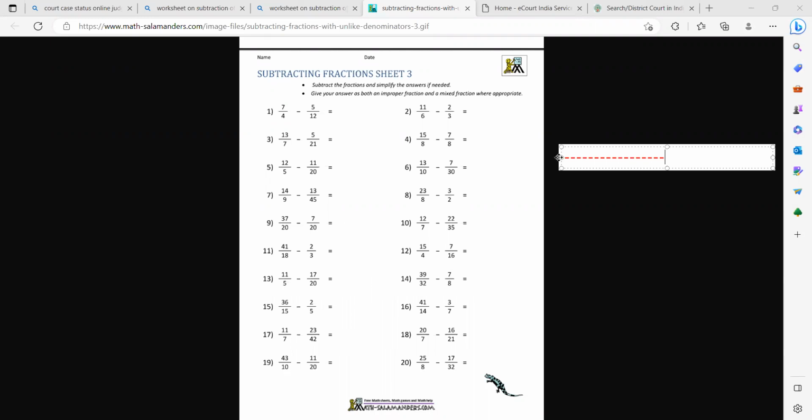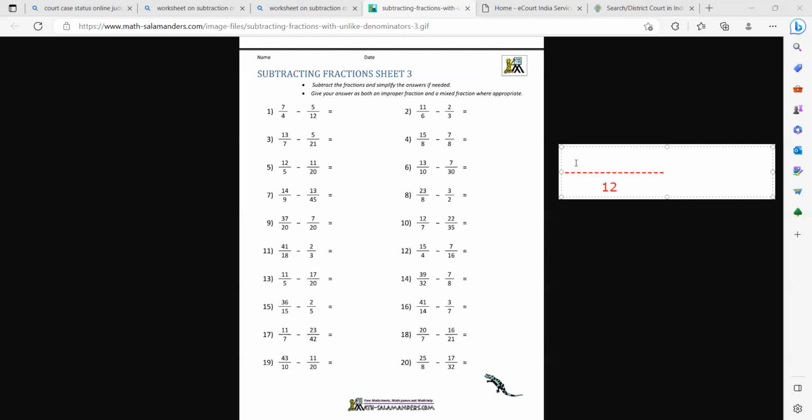What we need to do, first, is find the LCM of the denominators. So the LCM of 4 and 12 is 12. We all know that. And then what we need to do? We need to work with the numerators now. 4 into 3 is 12, so we need to multiply 3 with 7. 7 into 3 is 21, minus 5 into 1, because 12 into 1 is 12. So we need to multiply only 1 with the numerator, because 4 into 3 is 12, we will multiply 3 with the numerator.